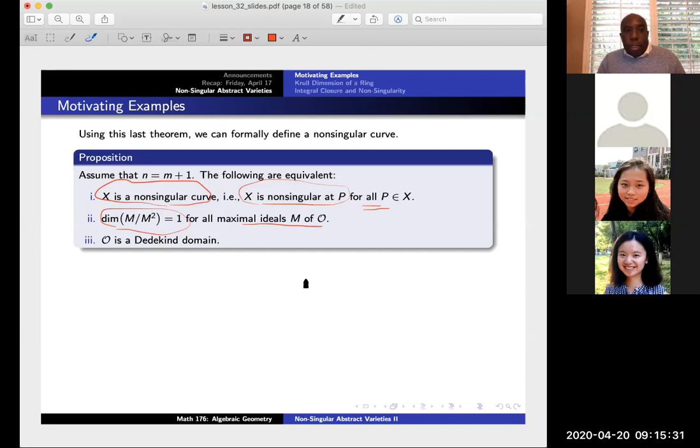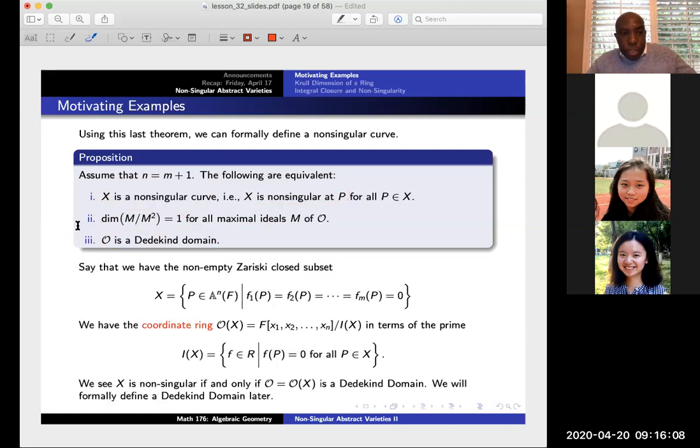Now we've translated this whole thing of being non-singular to a statement about the coordinate ring, and we're going to come back and talk about this in a lot more detail today. These conditions should be equivalent to being a Dedekind domain. I'm going to come back and talk about what a Dedekind domain is a little bit later, because the definition is a little bit hard to write out to start with. But the whole point here is that X is a non-singular curve if and only if the dimension of M mod M squared is 1 for all maximal ideals. So this is really what we want to focus on today, this equivalence here.